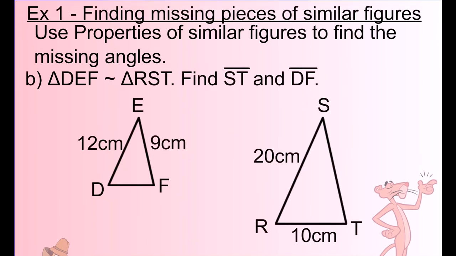Letter B. We need to find, it says here, well, triangles DEF and RST are similar. Cool. Find ST and DF. So we need to know what this is and what that is. Okay.